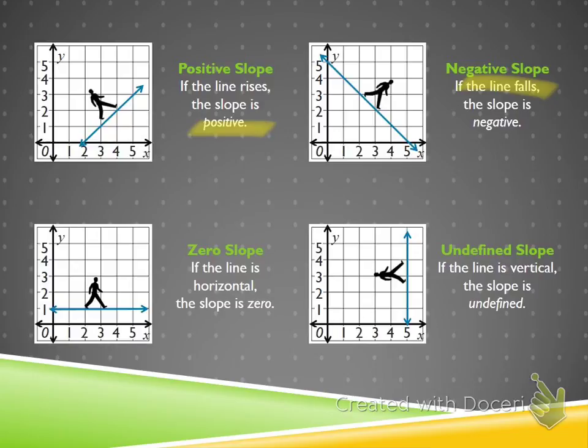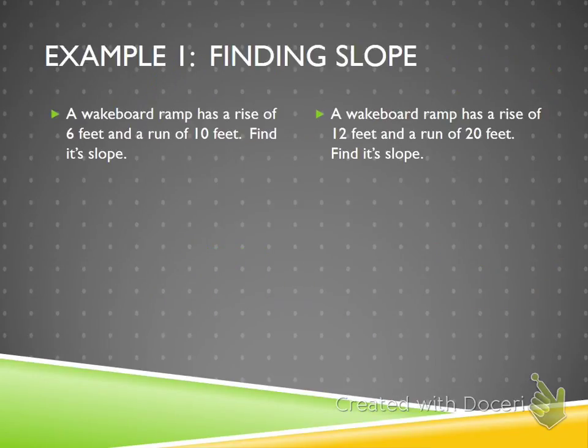I'm looking at the rise. A zero slope, the line is horizontal. An undefined slope, the line is vertical. Okay, so finding the slope. We said that slope is rise over run.